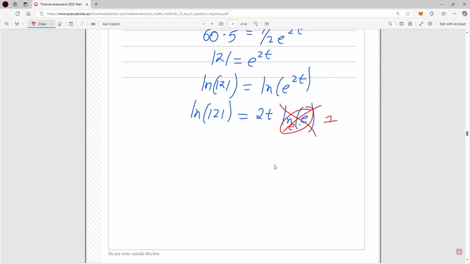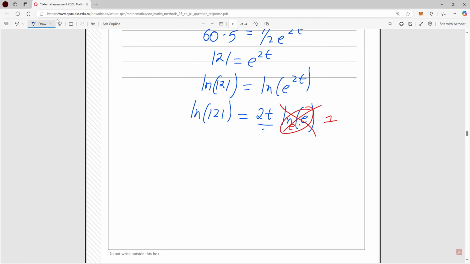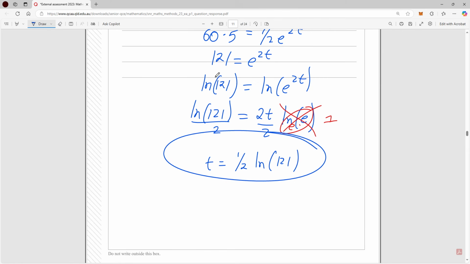So we almost have t by itself. To get t by itself you would just divide by 2 on both sides. So when the population doubles, it will be at this time here. Unfortunately we won't know what time that is without a calculator, but that's the best we can do to answer this question, okay?